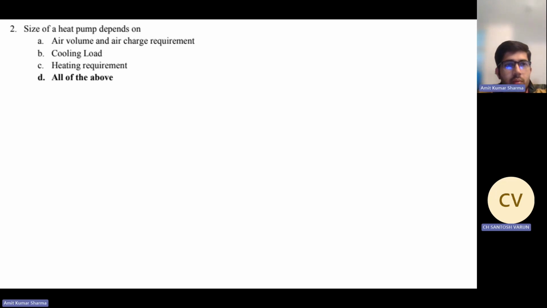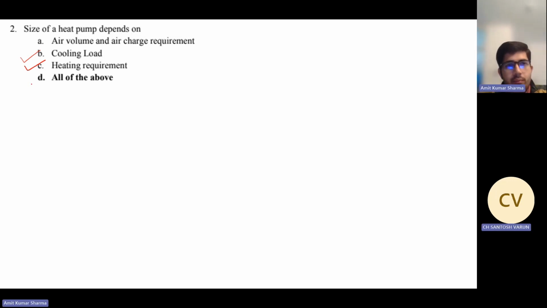Yeah, it's option D. Varun, what is the reasoning? Please explain. If I go to option C first, heating requirement: obviously, if you have more heating requirement, the size of the heat pump will be more. Second, cooling load: if you are using the same heat pump as a refrigerator by using a modulator switch or something, then if you want to cool the room more, the cooling load should be high.